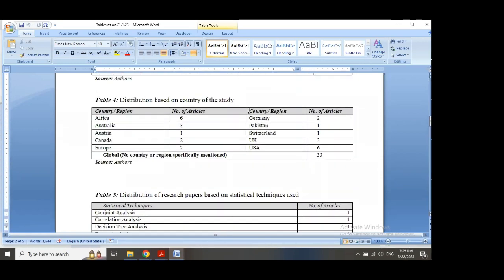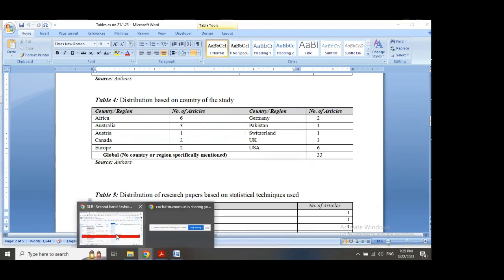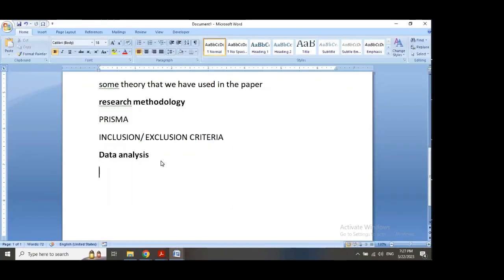Look at this distribution based on the country of study. In Africa, the number of people who have written on this topic is 6. In Australia it is 3. This is on impact investing. So how will you get this? You will get it through this Excel file. There is also one important part: you can do the analysis using the ADO model, or according to the TCCM model, in the data analysis itself, right?